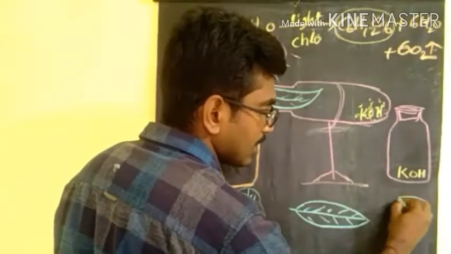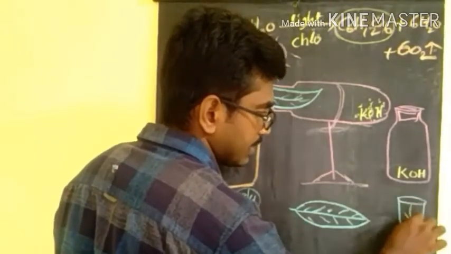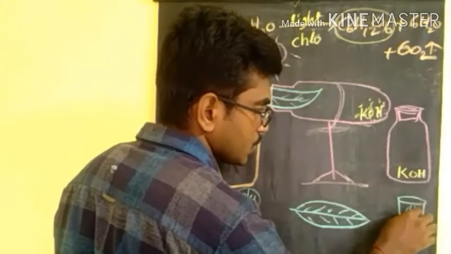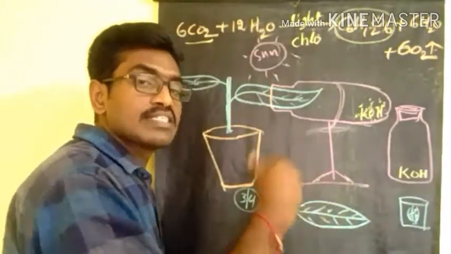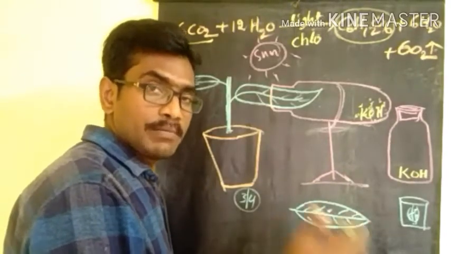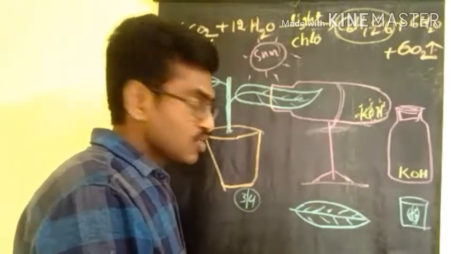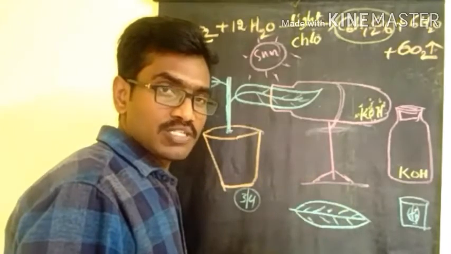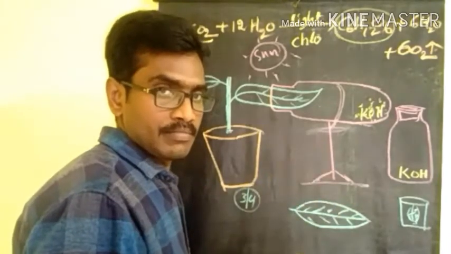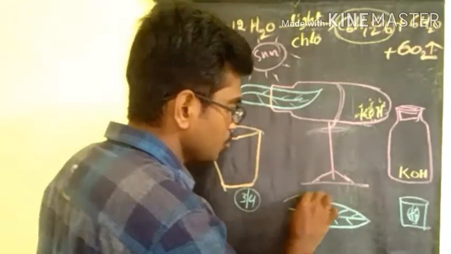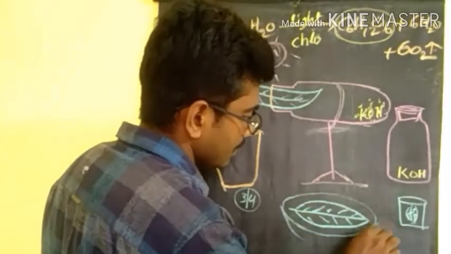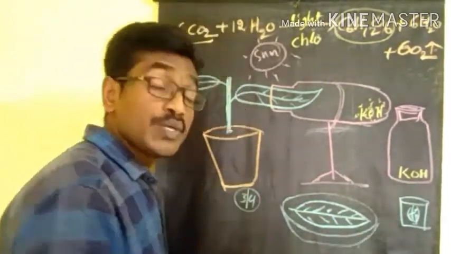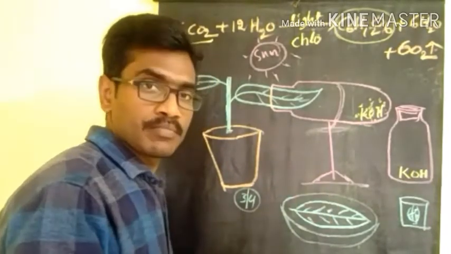Into the boiling alcohol we immerse this leaf, so that all the pigments which are present in it dissolve. Mainly chlorophyll pigments dissolve in the alcohol, so the leaf turns to a pale color. Then we take out the leaf and wash it with water. Then we add a few drops of iodine solution on the leaf.